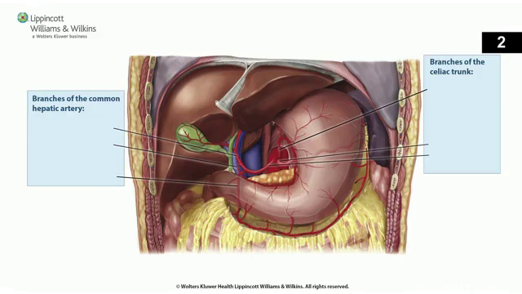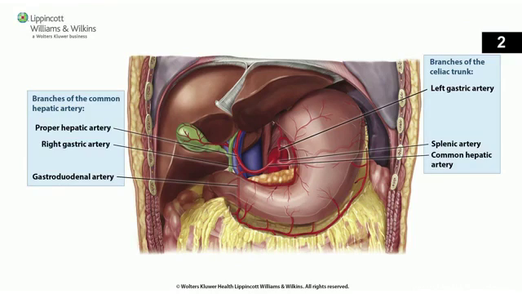Next, what arterial branches come off of the celiac trunk? The three branches that directly come off the celiac trunk are the left gastric artery, the splenic artery, and the common hepatic artery. And then the common hepatic artery gives off the gastroduodenal artery, the right gastric artery, and the proper hepatic artery, which then divides into the right hepatic artery and the left hepatic artery.